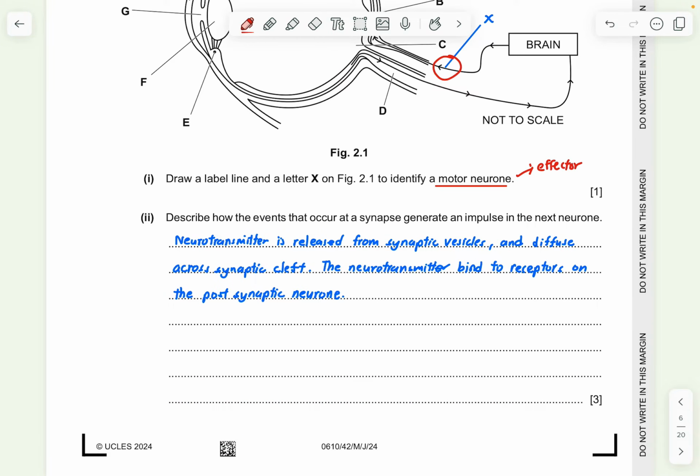And then part 2, describe how the events that occur at the synapse generate an impulse in the next neuron. So this is basically the synaptic transmission. So it's very important that you know this process because it holds a lot of marks. So you need to mention that neurotransmitters are released from the synaptic vesicles because an impulse or stimulus has been detected. Therefore, the neurotransmitter is going to act like a messenger. All right, and then it will diffuse across the synaptic cleft. So remember that it shapes almost like this.